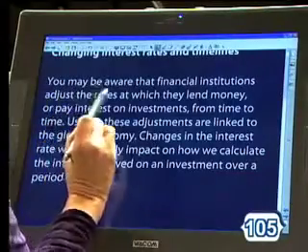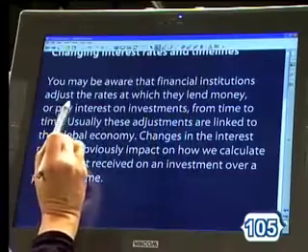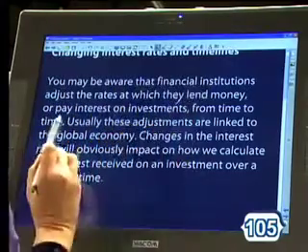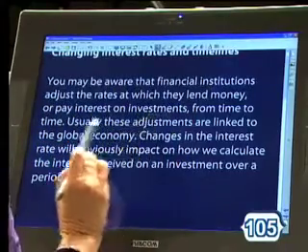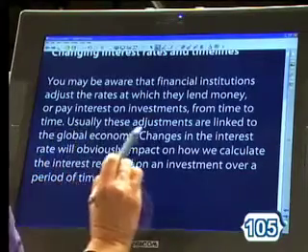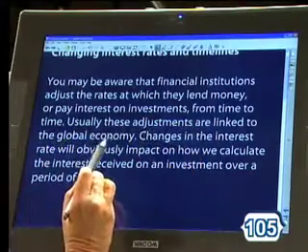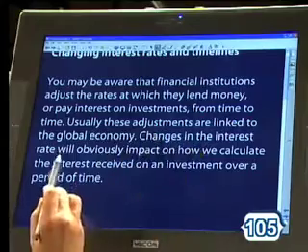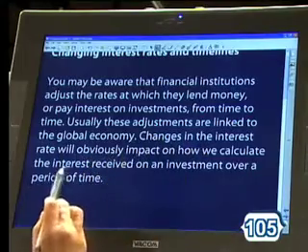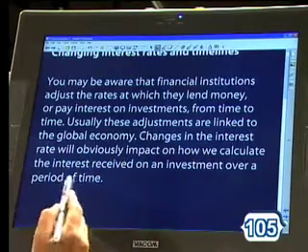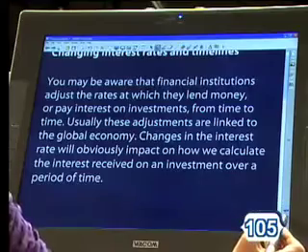money, especially from overseas. So you may be aware that financial institutions adjust the rate at which they lend money or pay interest on investments from time to time. Usually these adjustments are linked to the global economy. Changes in the interest rate will obviously impact on how we calculate the interest received on an investment over a period of time.